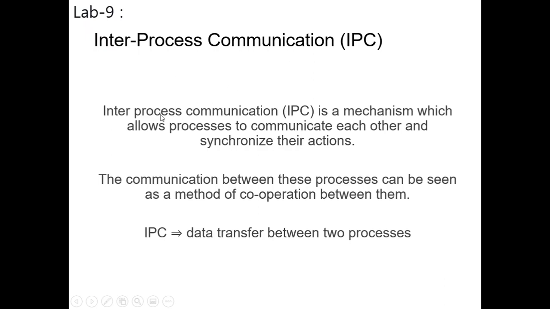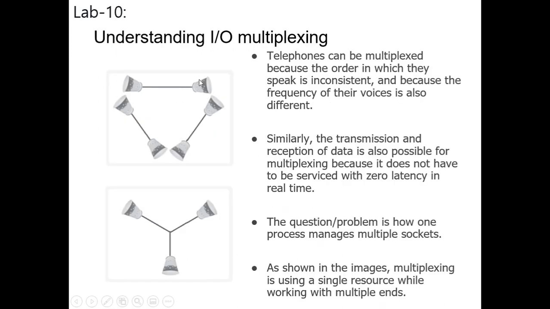The formal definition is that inter-process communication is a mechanism which allows processes to communicate with each other and synchronize their actions. The communication between these processes can be seen as a method of cooperation. And IPC you can basically understand as a data transfer between two processes. And that data means a message in our case.